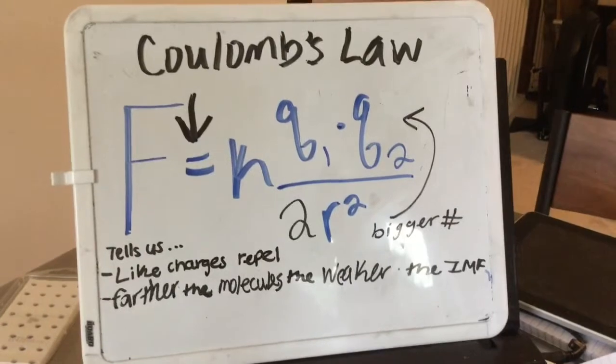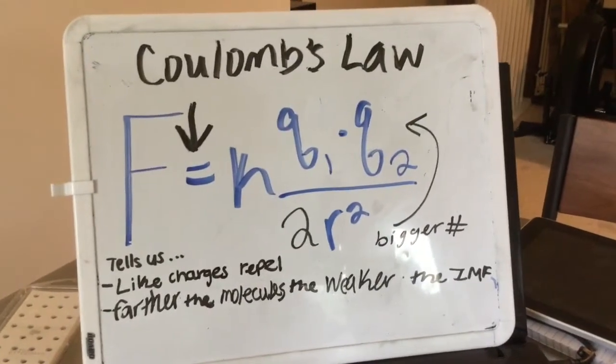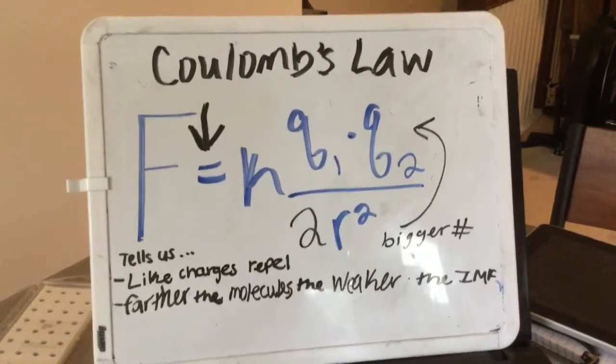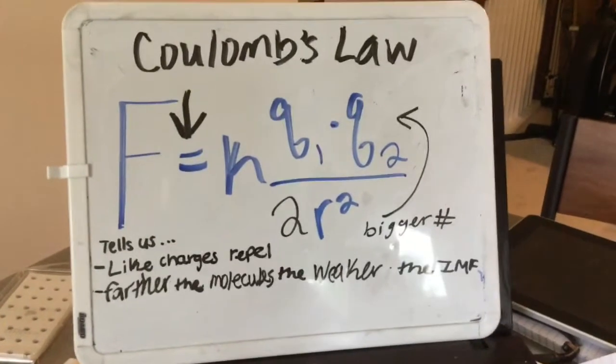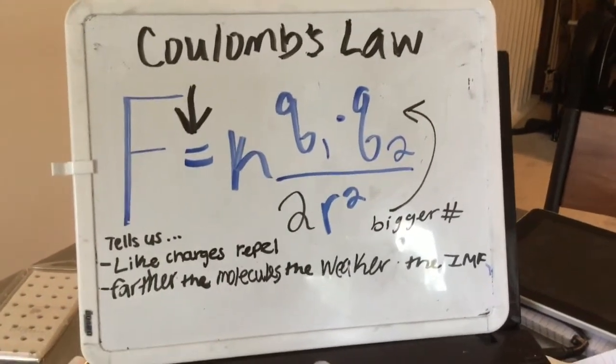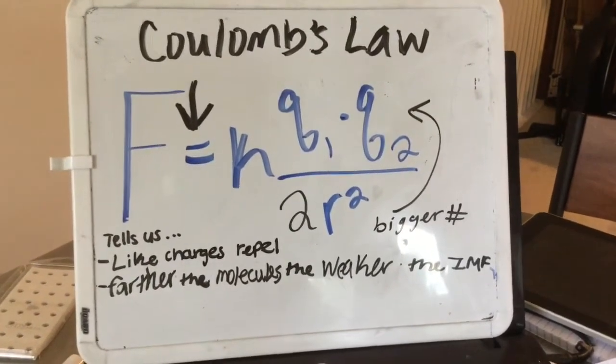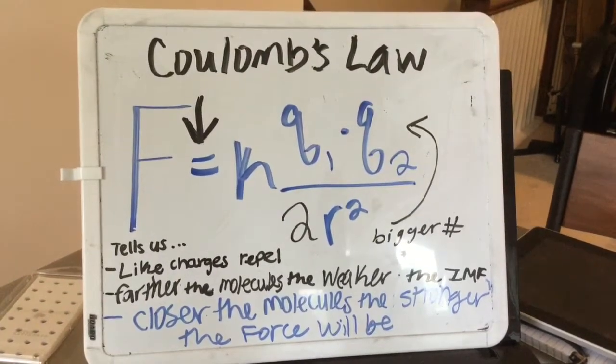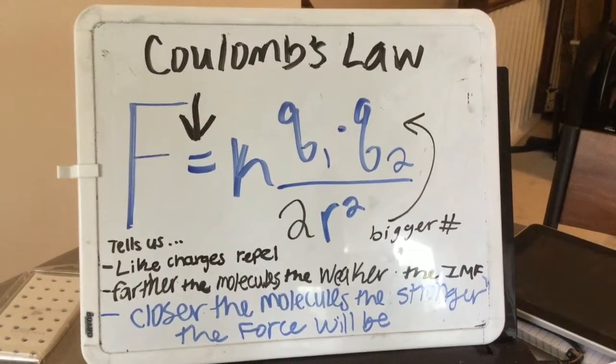So Coulomb's law tells us that the farther the molecules are from each other, then the weaker the IMF will be. So if you increase the distance, which is on the denominator, then that's going to make the force of attraction a smaller number. That being said, the closer the molecules are, the stronger the force.